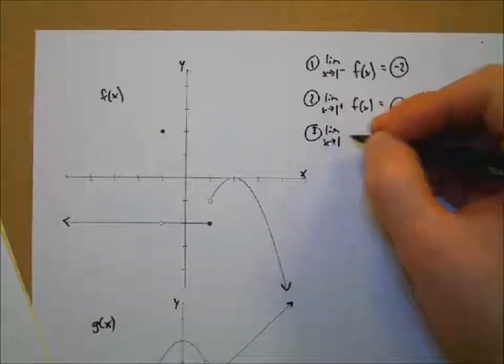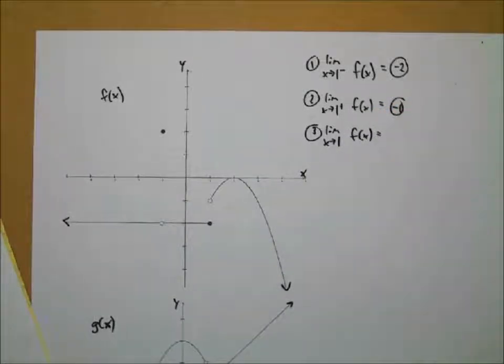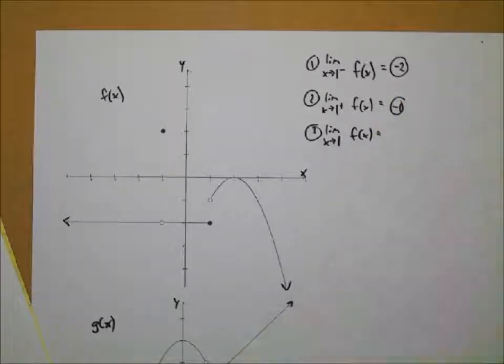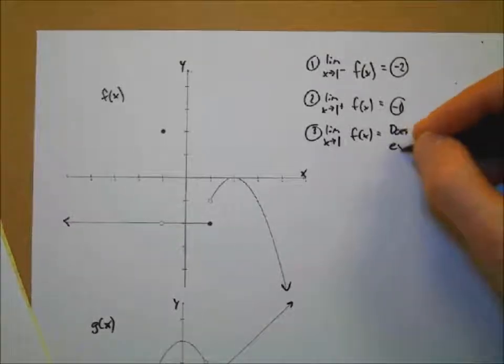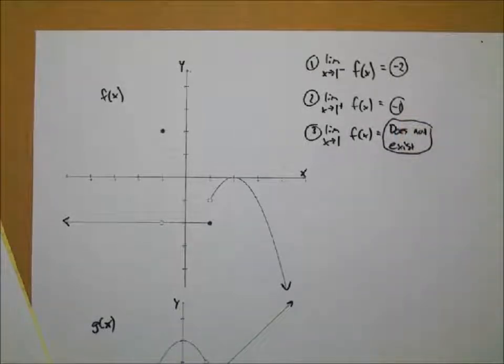And then what would we say the overall limit is? The left-hand limit, as we approach 1 from the left, negative 2 is our answer. As we approach 1 from the right, negative 1 is our answer. Then we'll say the overall limit is what? Does not exist, right? Because again, the left and right hand limits don't agree.